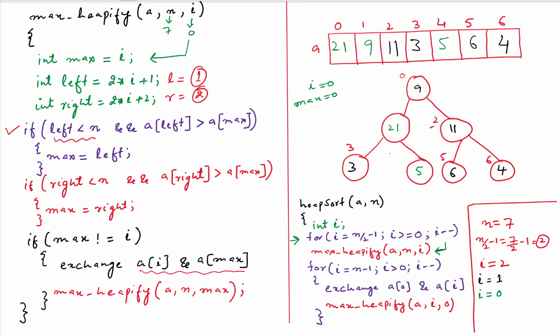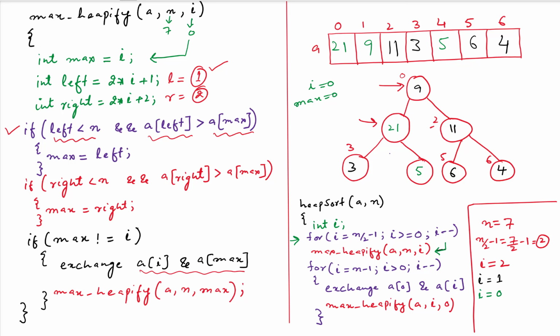Then left is less than n will be checked. Yes, it is true, left is 1, that is less than 7, and a of left is greater than a of max. A of left means a of 1, this item. Is it greater than a of max? A of max is this one, 9. Yes, it is true.